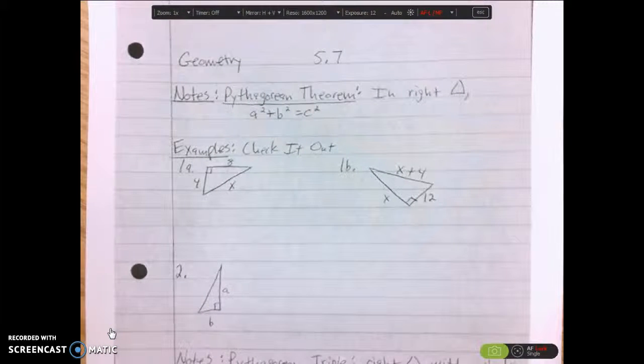Alright, this is Mr. Sumpter going ahead and trying to give the geometry lesson for 5.7. Luckily, this is on Pythagorean theorem, so you shouldn't have too much trouble. We'll just review for part of it, but there will be a few new things that we add to it.